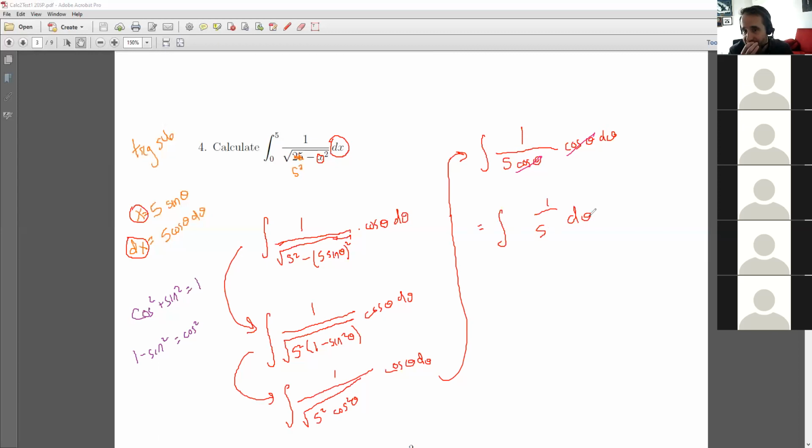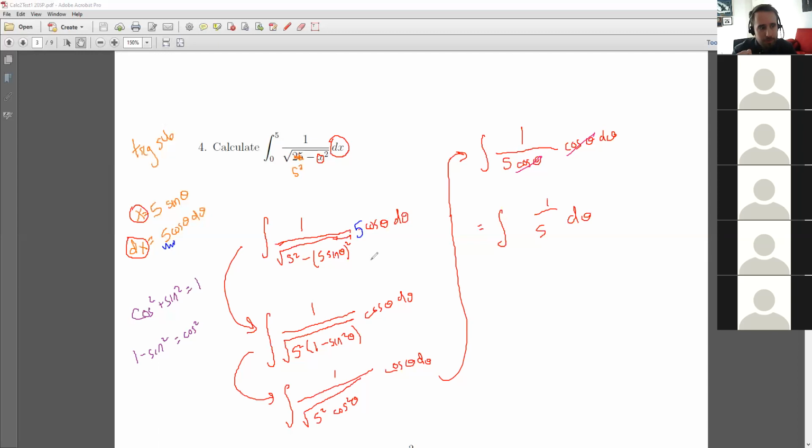Now, there is a question Carson is asking about cosine theta d theta instead of 5 cosine theta d theta, and I think you're right. Let's go back and double check. So it looks like I've lost a 5 here. And the 5 came from this piece here. Yeah, so my dx had to be replaced with a 5 cosine theta d theta, and it looks like I lost that. So there should have been a 5 here. Thank you, Carson. And Alex, it looks like, were you going to say something similar?